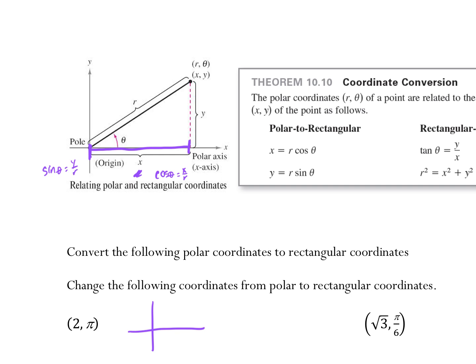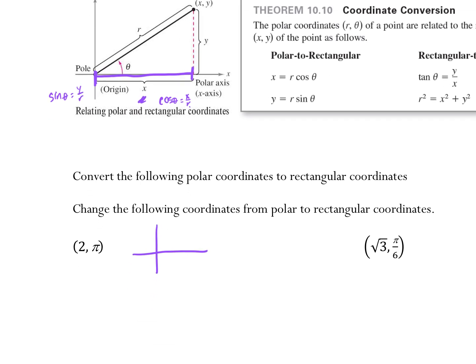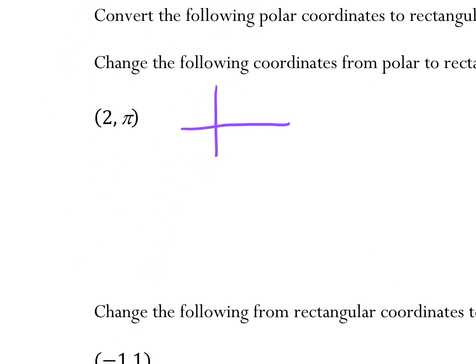So if I want to find the x coordinate, I just do r times the cosine of whatever the angle is. And if I want to find my y coordinate, I just do r times the sine of what my angle is.